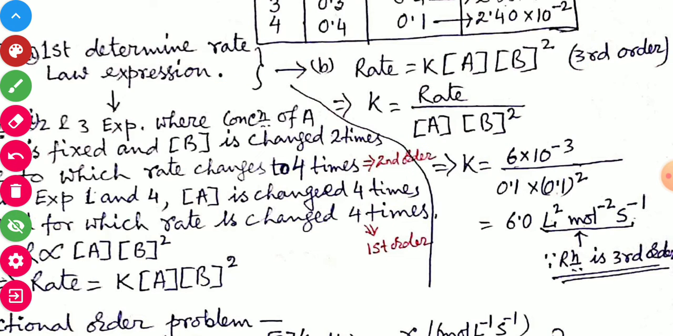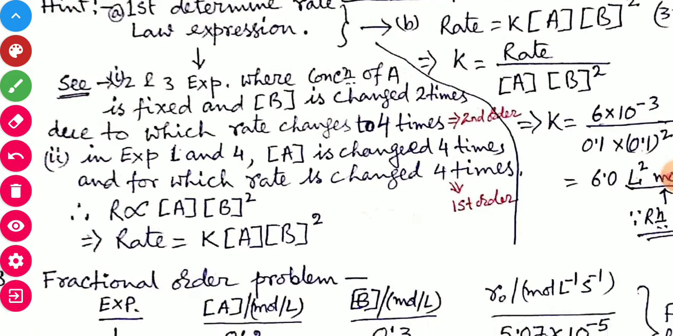So, K equal to rate by molar concentration A by molar concentration B square. Hence, K equal to 6 into 10 to the power minus 3 by 0.1 into 0.1 square, getting the value 6. But it is a third order reaction. So, the unit will be liter square per mole square per second.